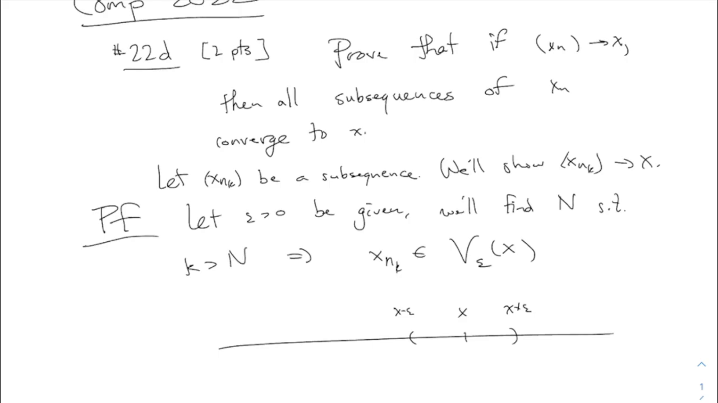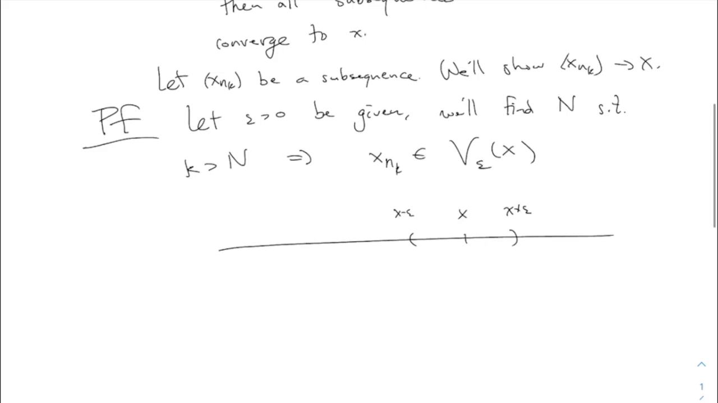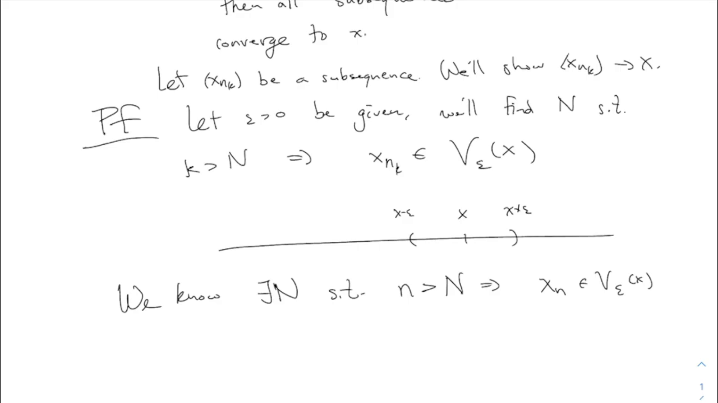All right, so since the whole sequence eventually ends up in here, I'll say we know there exists some big N such that n greater than big N implies x_n is in the neighborhood, right? We know there is some point, the big N, such that all the terms from the original sequence land in that little neighborhood. Now, does that also mean that all the terms in the subsequence from that point on are gonna land in the neighborhood? I think it does actually.